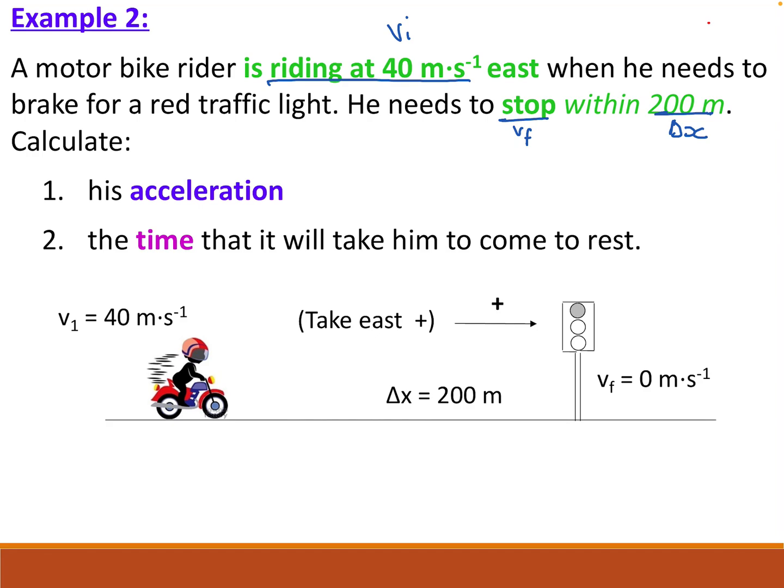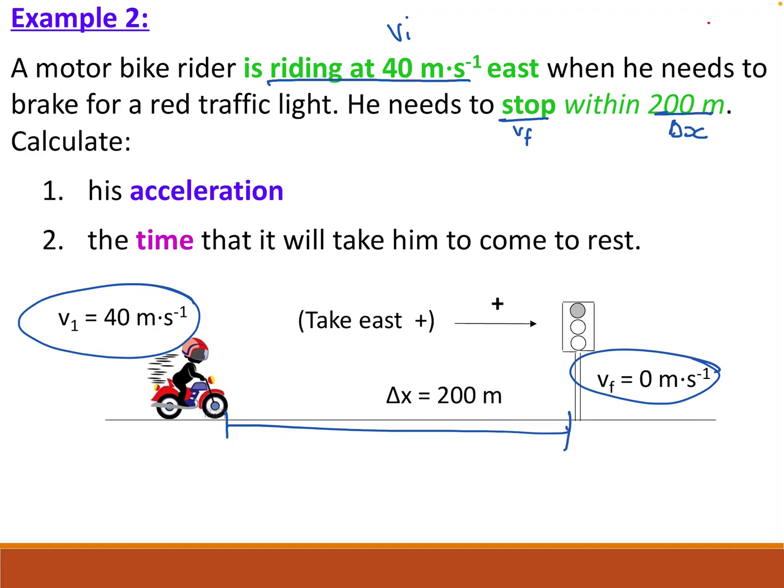Well, this is a diagram of the situation, okay? His initial velocity is 40, his final velocity is 0, and he's going to go 200 meters. Drawing a diagram is always useful. It helps us decide what's going on. So, because he's coming to a stop, I know that the acceleration I calculate must end up being a negative value. All right? Because he's slowing down.